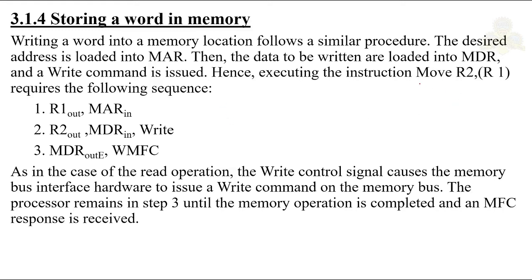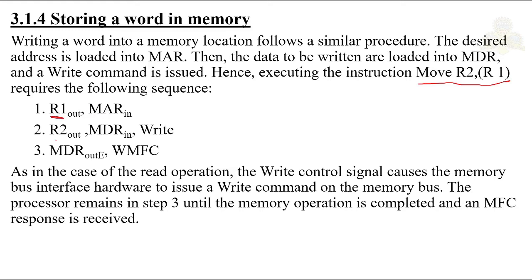So suppose we have this instruction move R2, R1. So here again it is an indirect mode. It says first you have to go to R1, take the memory location, and in that memory location you place the content of R2. Then how can we write the instruction sequence? First R1 out, then MAR in. That means whatever the content is present in R1, you move it to MAR.